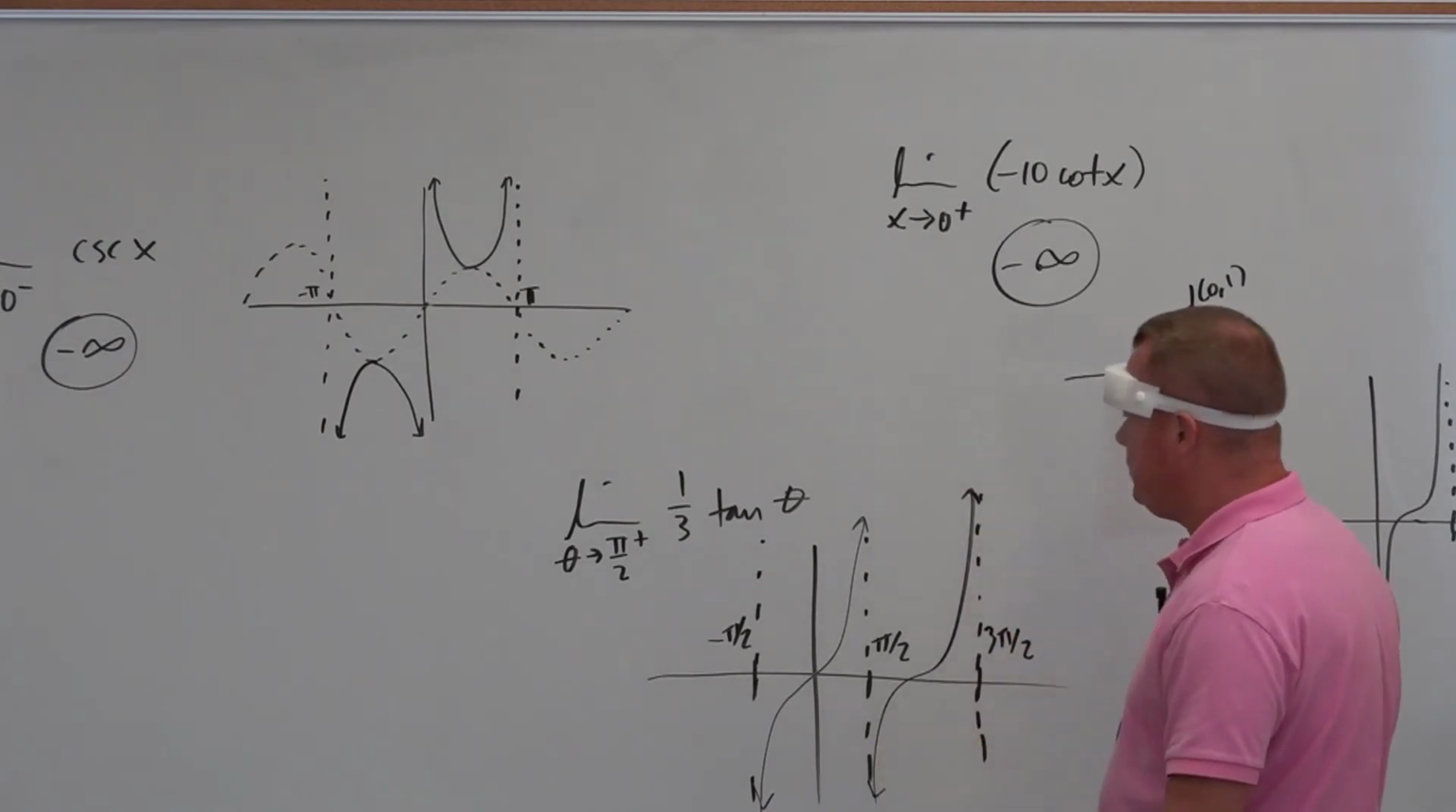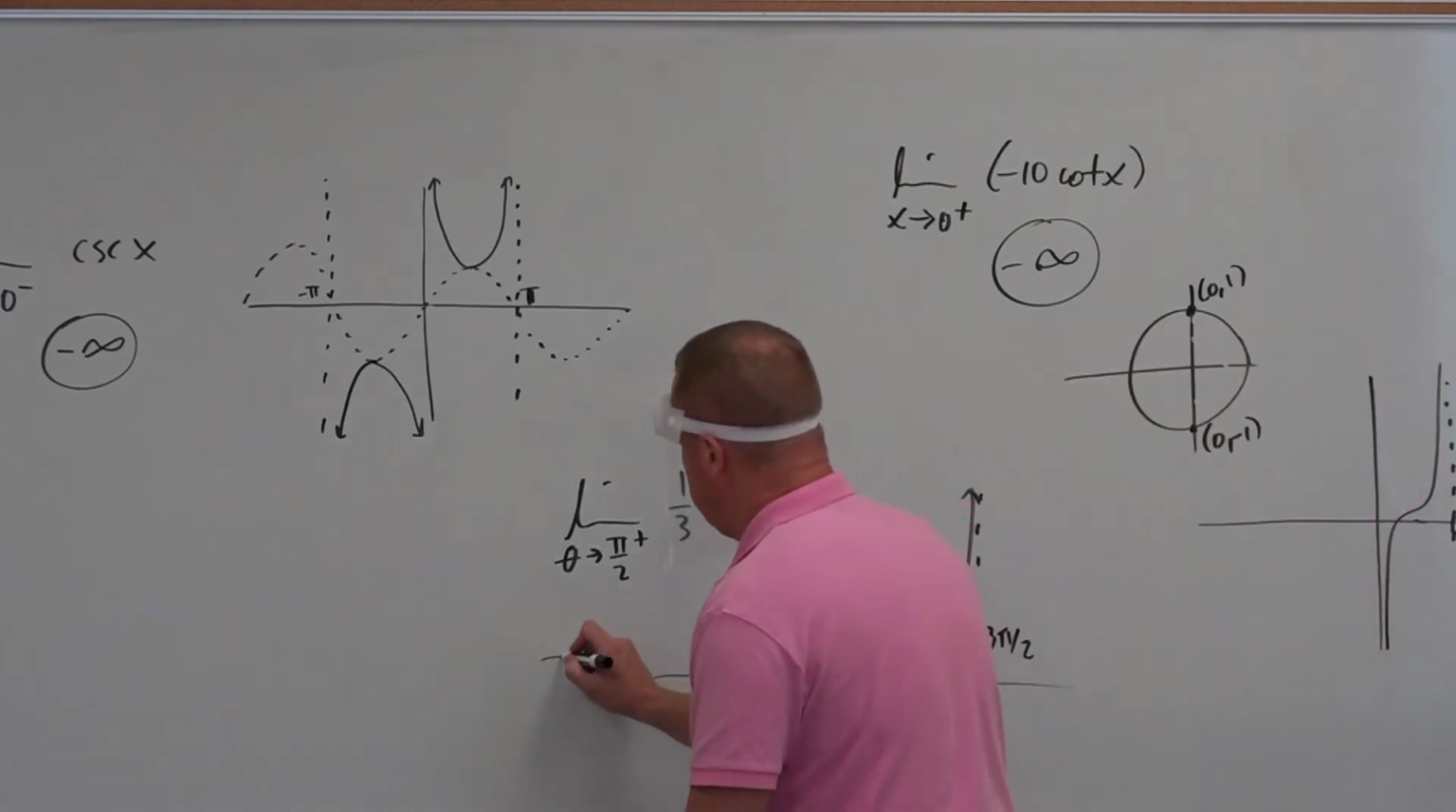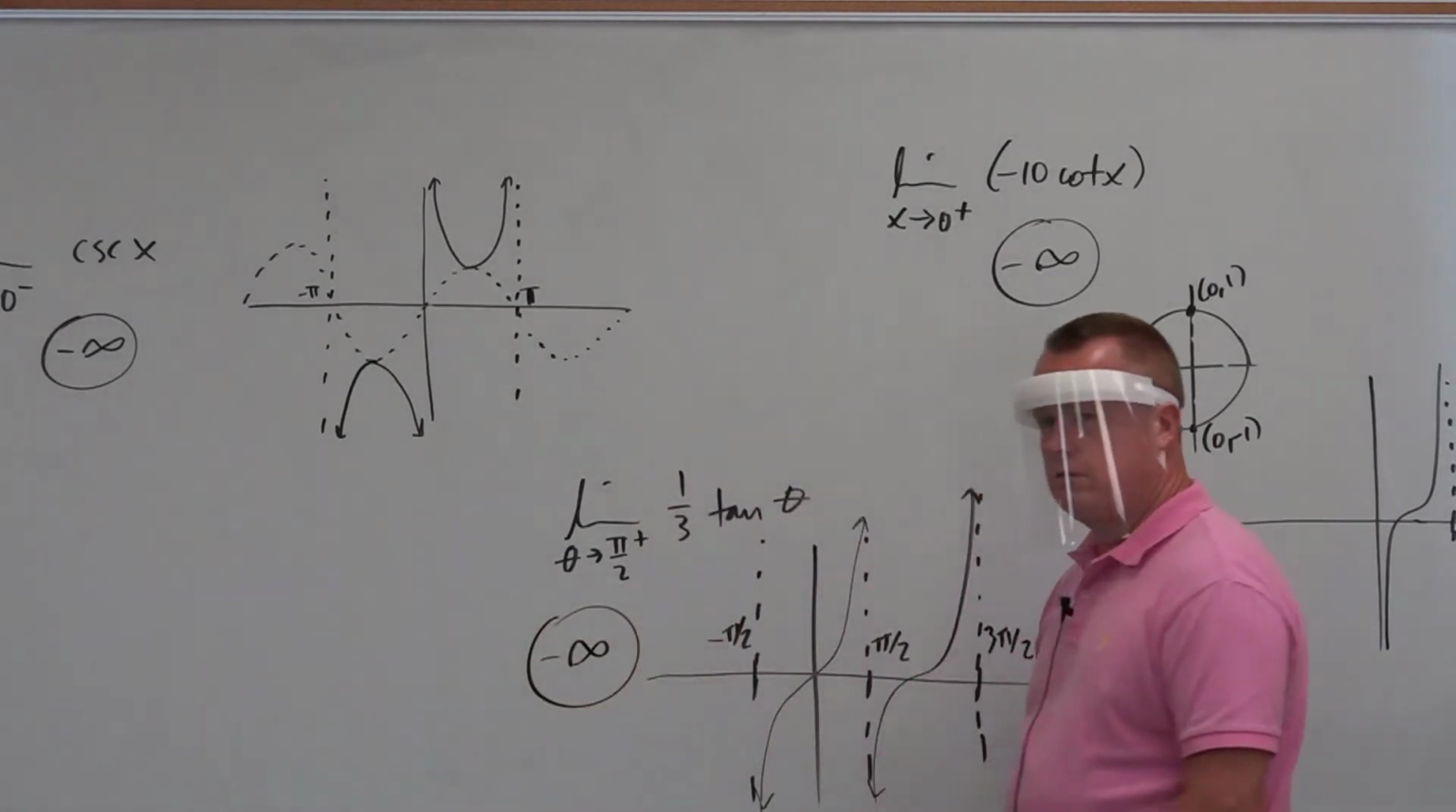All right, so what is it doing as it approaches pi over 2 from the right? Positive or negative infinity? Negative infinity. All right. So any questions about those? Okay.